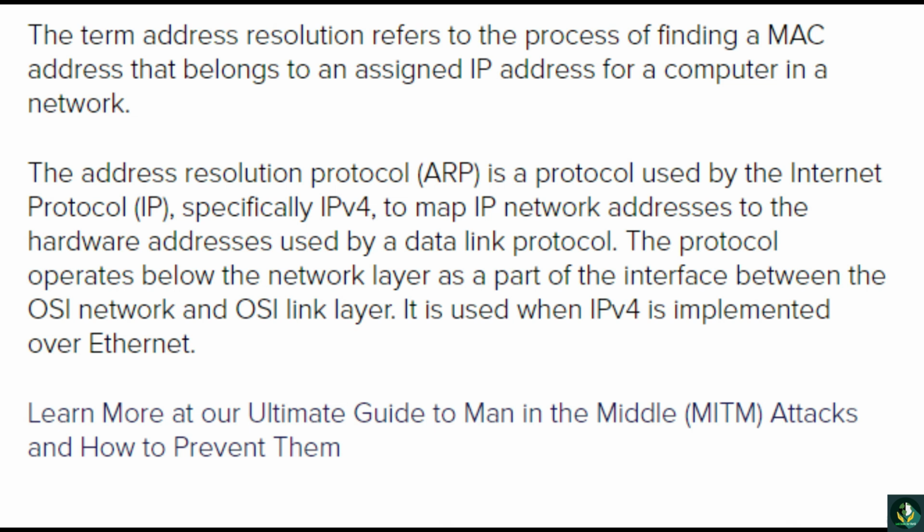The term address resolution refers to the process of finding a MAC address that belongs to an assigned IP address for a computer in a network. The Address Resolution Protocol ARP is a protocol used by the Internet Protocol, specifically IP version 4, to map IP network addresses to the hardware addresses used by a data link protocol. The protocol operates below the network layer as a part of the interface between the OSI network and OSI link layer. It is used when IP version 4 is implemented over Ethernet.